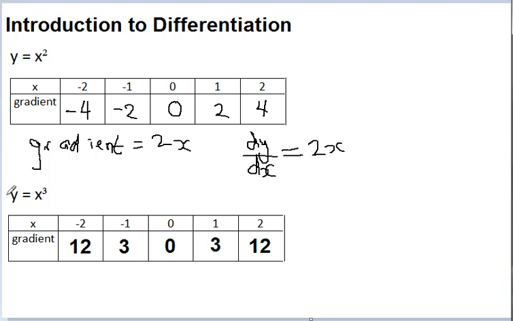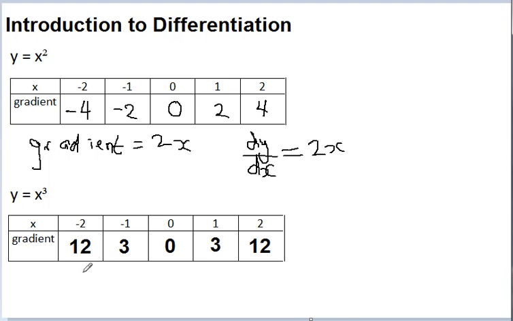Here, I've written down y equals x cubed, and I've also given the table, and for each x coordinate I've given the gradient at that particular point. So what you might want to do now as an interesting exercise is try and think about what the gradient function would be for this particular curve. So how do you get from x to the gradient? What do you have to do? That will help you find the gradient function. So you might want to pause it here and try and do that yourself before you replay the video.